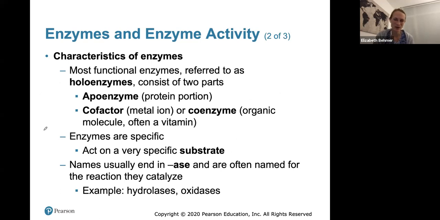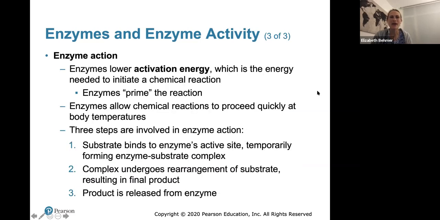Characteristics of enzymes: they consist of two parts. Enzymes are very specific, so they'll only react with certain substances. And their names usually end in ASE. So we're going to talk about a lot of enzymes in future chapters. And if you are reading anything in your textbook and it ends in an ASE, that's an enzyme. So for example, hydrolase and oxidase. Enzymes will help to lower the activation energy, which is the energy needed to initiate a chemical reaction.